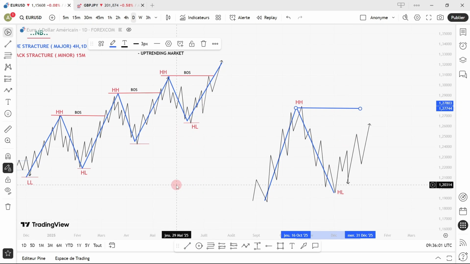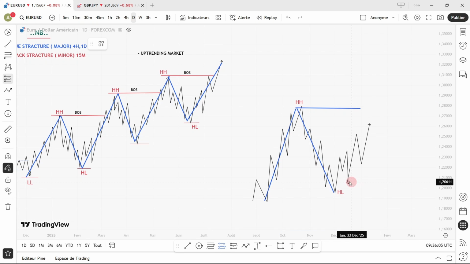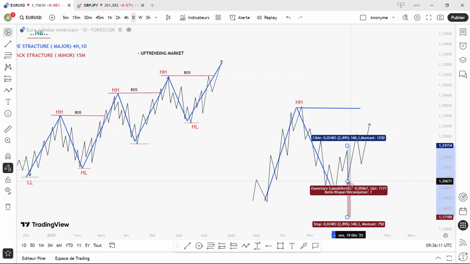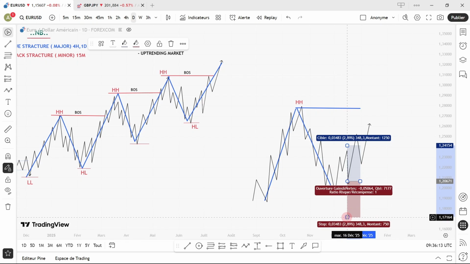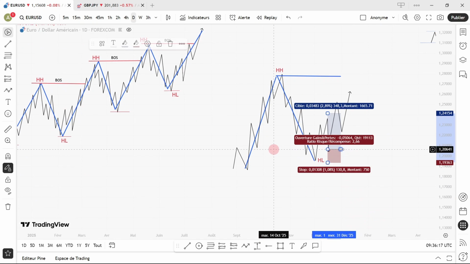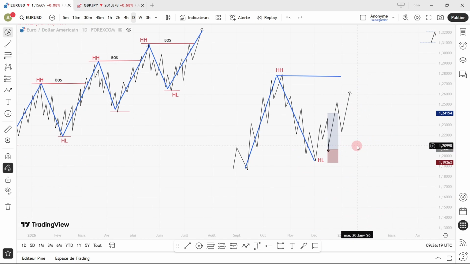So meaning on the first day you get your entry right here, just right here, your stop loss is here. This is the first day. So we get a lower time frame break of structure right here.